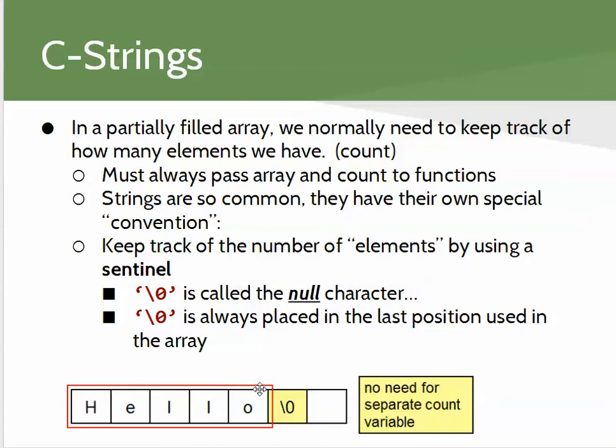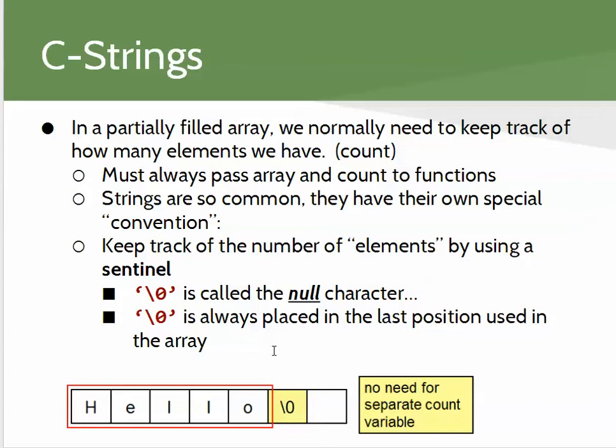Now, of course, if I tried to say hello and then added the characters A and B, and I don't have room for the null character, I'm in trouble. I have to make sure that I put the null character at the end of my valid characters. If I do that, it tells everybody that that's the end of the character array, and that's the end of the string.